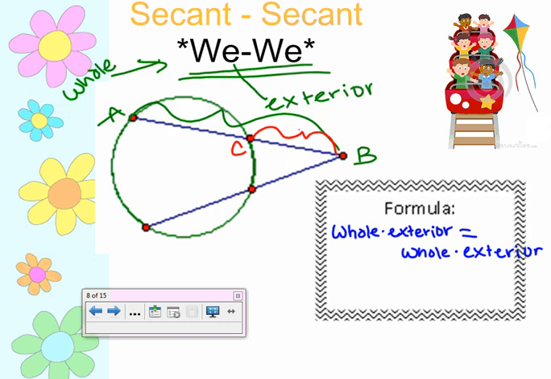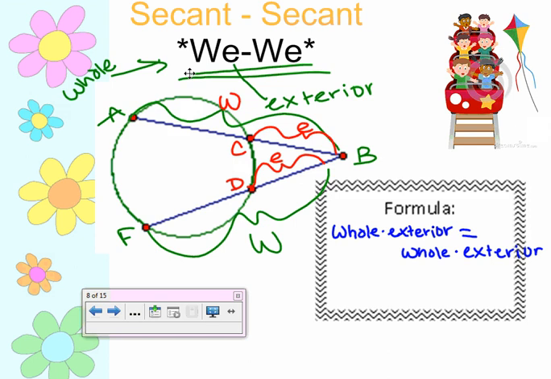Okay, so this is our E, this is our W. The same thing happens for the bottom line. So from F to B is our whole. Okay, and then from D to B is our exterior, because those segments are on the outside of the circle. So exterior means outside.